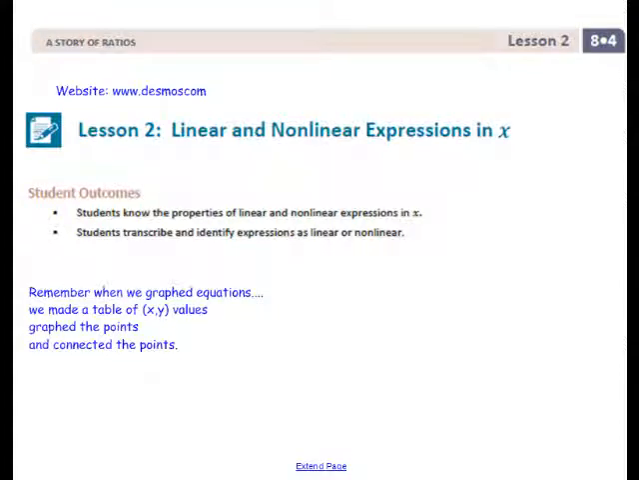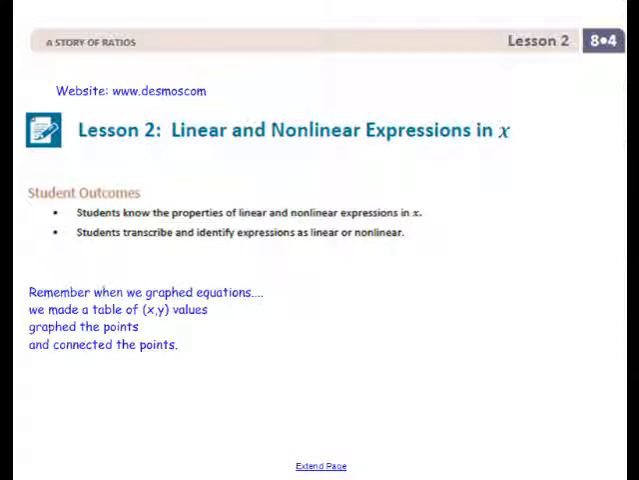This is Mrs. Appiah with Lesson 2, Linear and Nonlinear Expressions in X. Student outcomes for this lesson. Students know the properties of linear and nonlinear expressions in X. Students transcribe and identify expressions as linear or nonlinear.